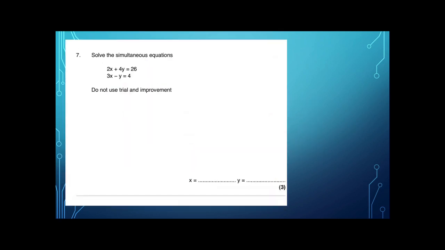Okay, so we've got a little bit more work to do on this one. I'm going to label this equation 1 and this equation 2. So I'm going to write that out there. Okay, I'm going to multiply equation 2 by 4. I'm going to keep equation 1 the same, and multiply equation 2 by 4.